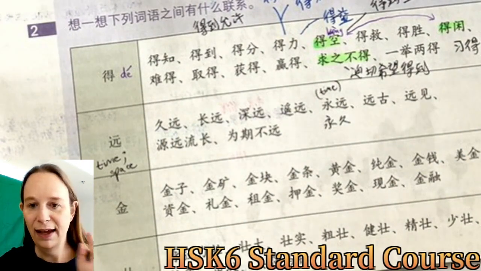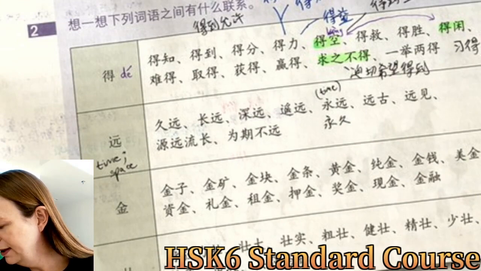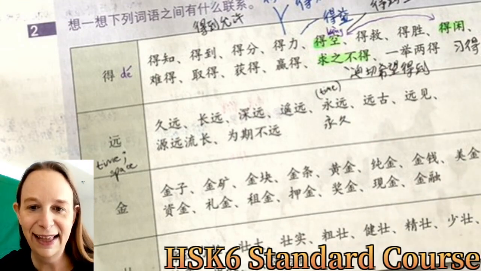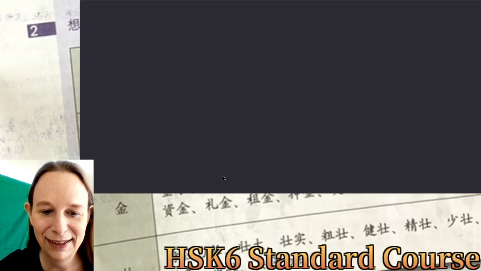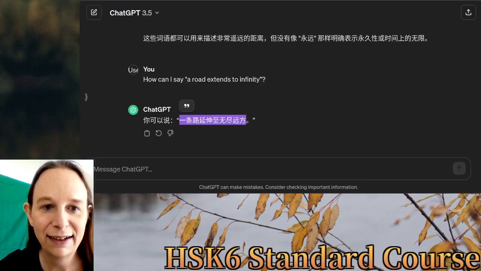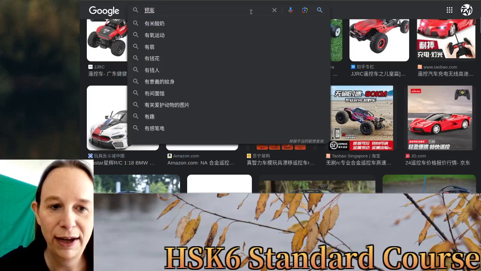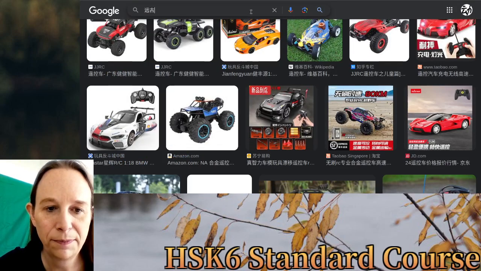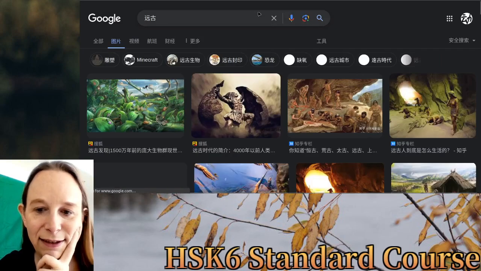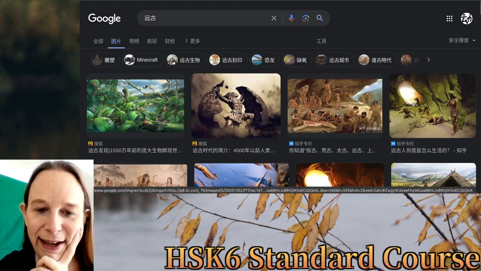Okay. Next one. 远古. I don't know. Is this like ancient history? 远古. That would be my guess. 远古. I don't recall this. This is the Monkey King coming out of the stone, I guess.